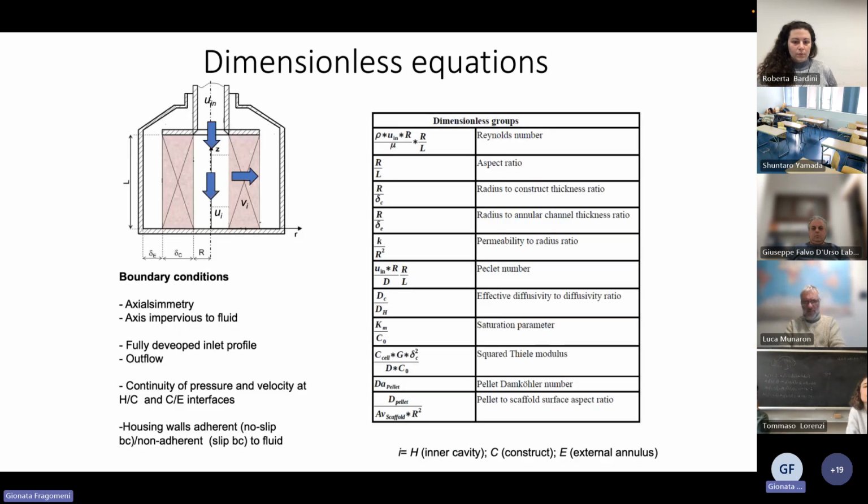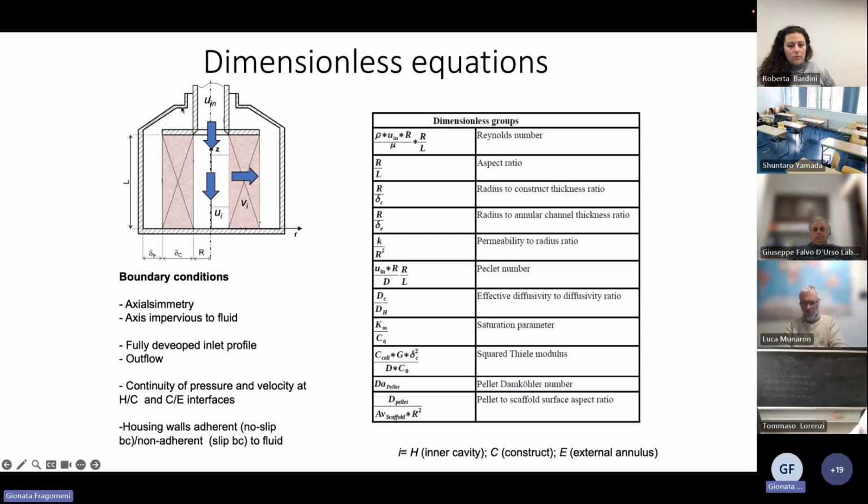We also use a dimensionless approach in order to have a simpler solution to analyze. These are the parameters that we have studied for this bioreactor, and the boundary conditions.